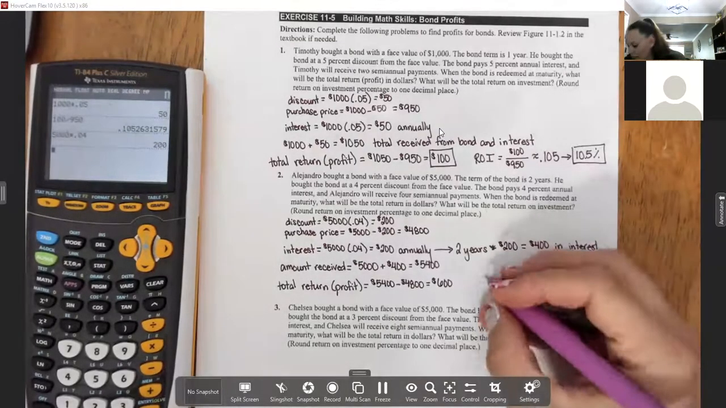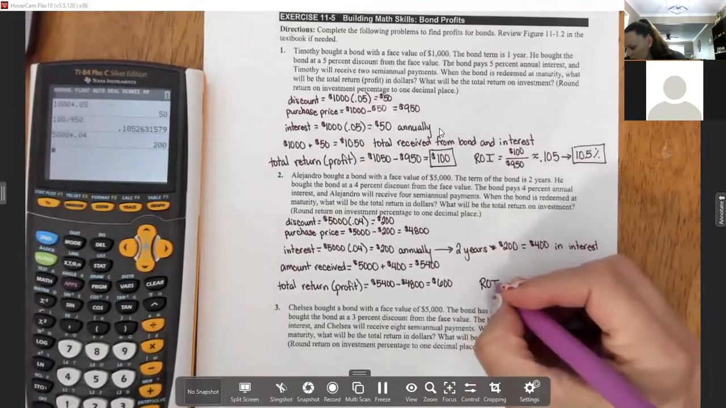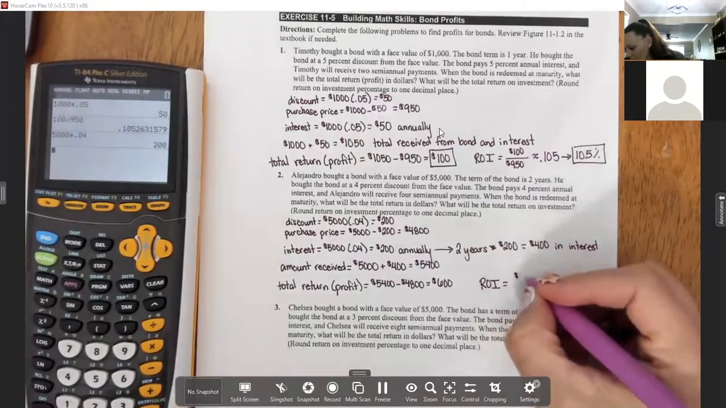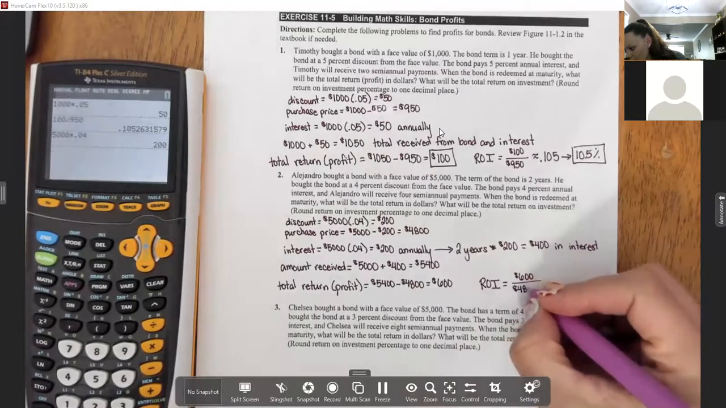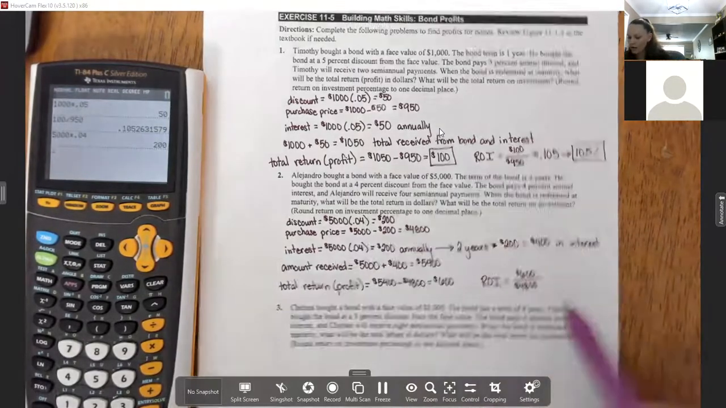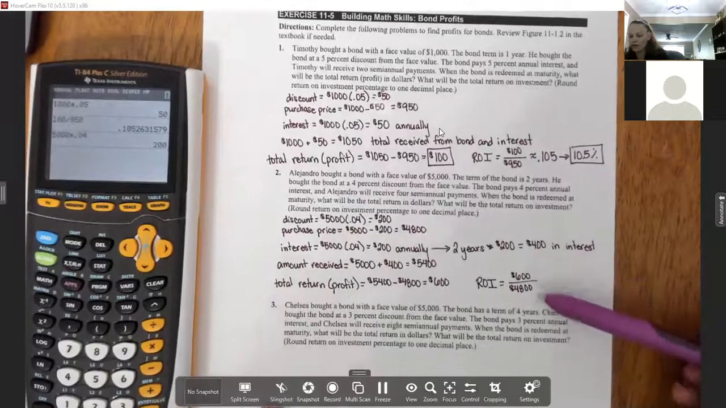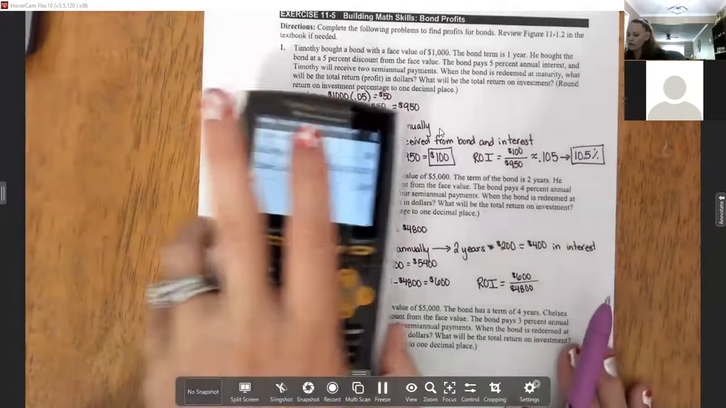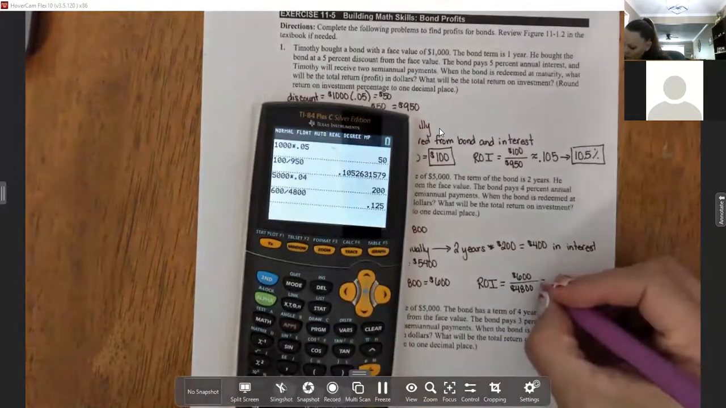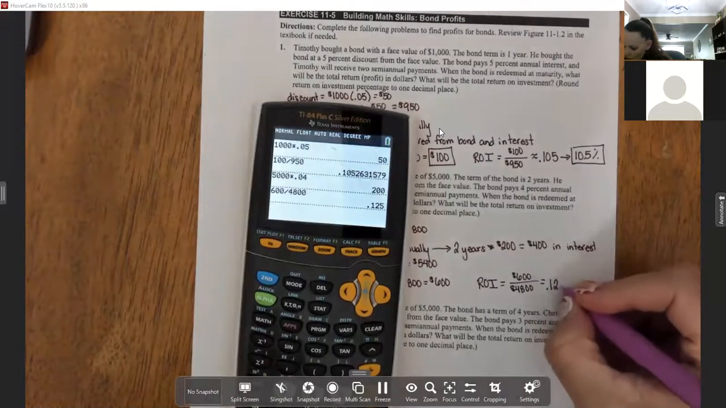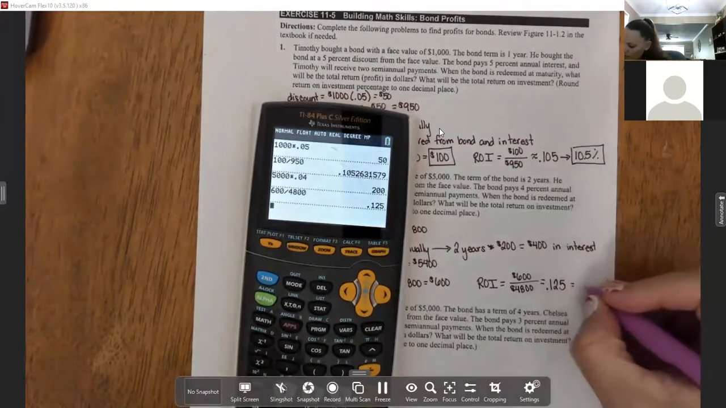And then lastly here, that tells us our return on investment is that $600 divided by the $4,800. Again, how much you made over how much you spent. So 600 divided by 4,800 is 0.125, or 12.5%.